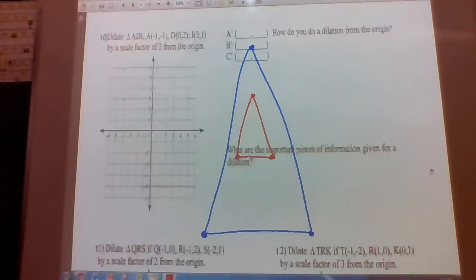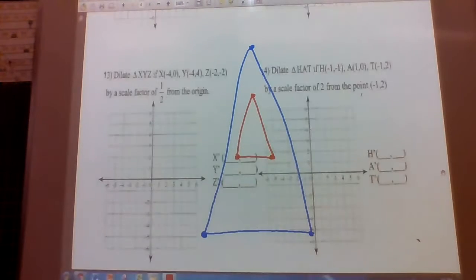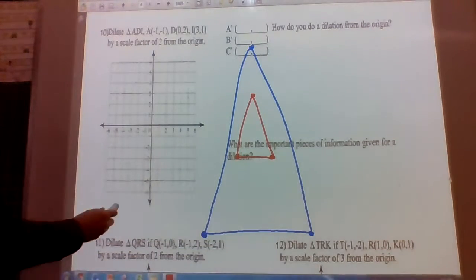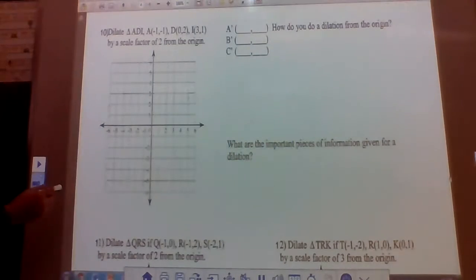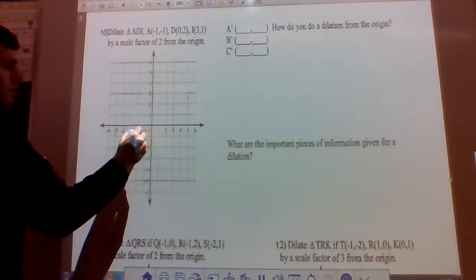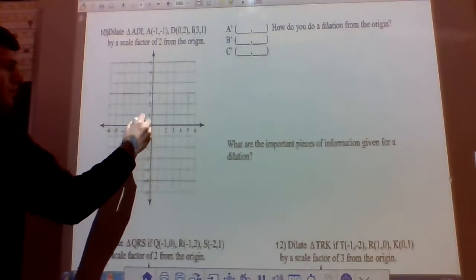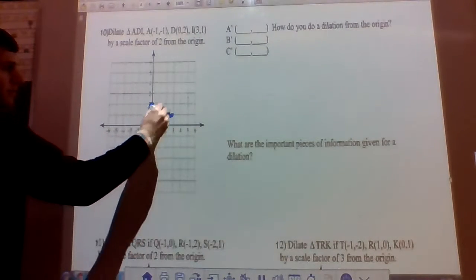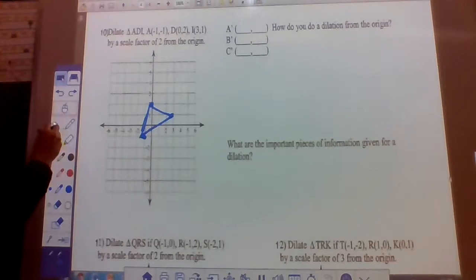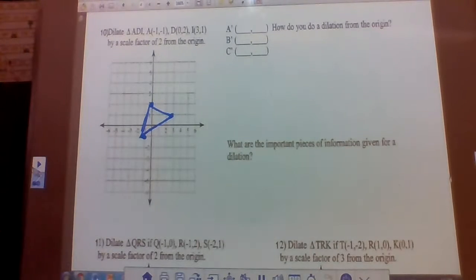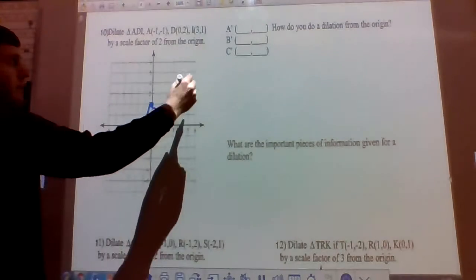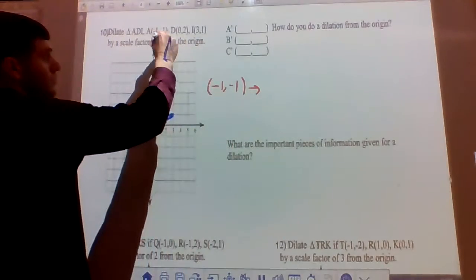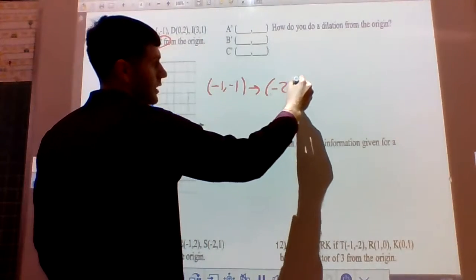Last section here, we got 5 problems. We're dilating triangle ADI, so let's draw triangle ADI. Negative 1, negative 1, 0, 2, 3, 1. There's triangle ADI. We're expanding by a factor of 2. So negative 1, negative 1, the scale factor is 2, so we just multiply by 2. That becomes negative 2, negative 2.